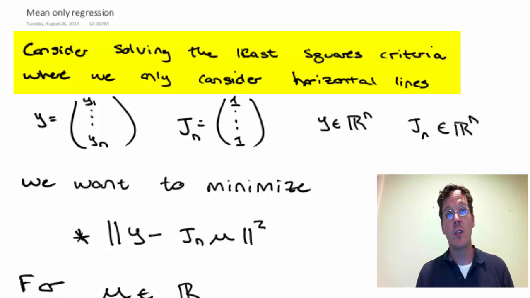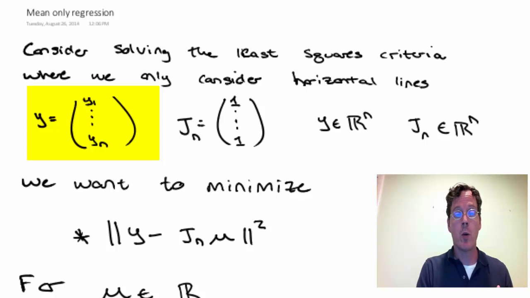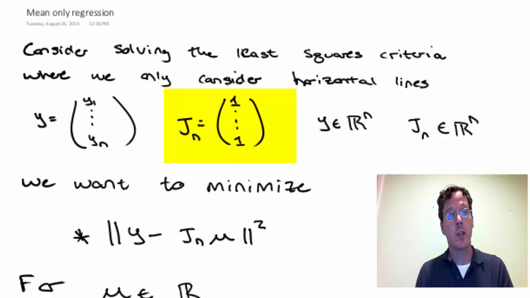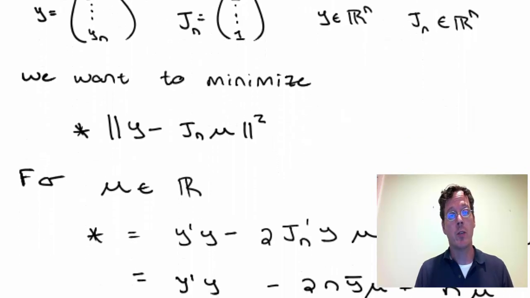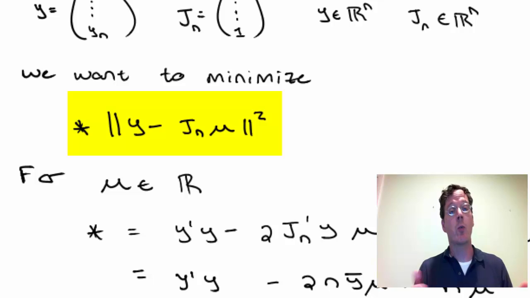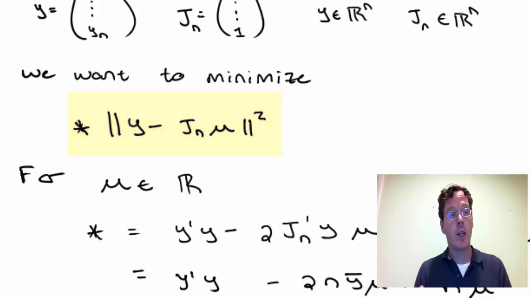Let's consider the least squares criteria where we only have horizontal lines. So in other words, our y vector is just like before, y1 to yn, and our regression vector is simply a vector of ones, and I label that jn. So we want to minimize the squared Euclidean distance between y and jn times mu, or a constant vector.